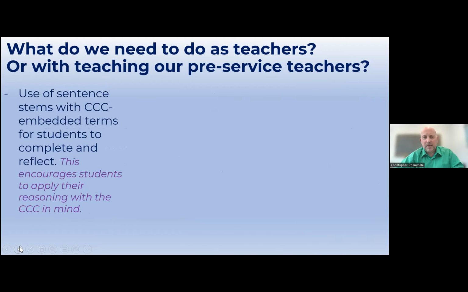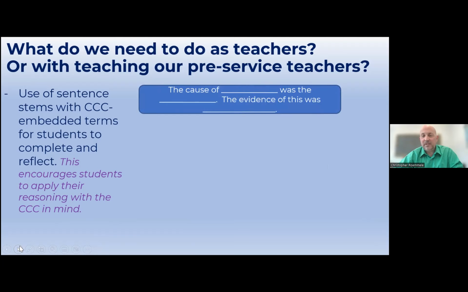And similarly, if we want our students to also constantly be thinking about that cross-cutting concept, we provide them sentence starters or sentence stems, and we model this by answering questions using those specific terms of the cross-cutting concept. That'll encourage our students to apply their reasoning and their responses with that cross-cutting concept in mind. So it's kind of omnipresent throughout the lesson.